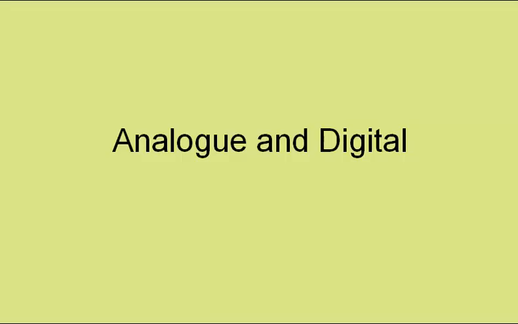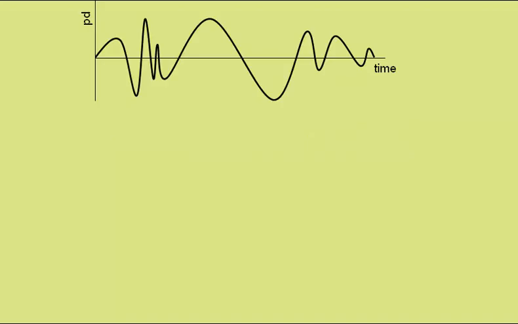Analog and digital. We're going to look at the differences between analog and digital signals and how to convert from analog to digital and back to analog. Here we have a typical analog signal, a potential difference varying with time, the potential difference taking any value as the time goes on.